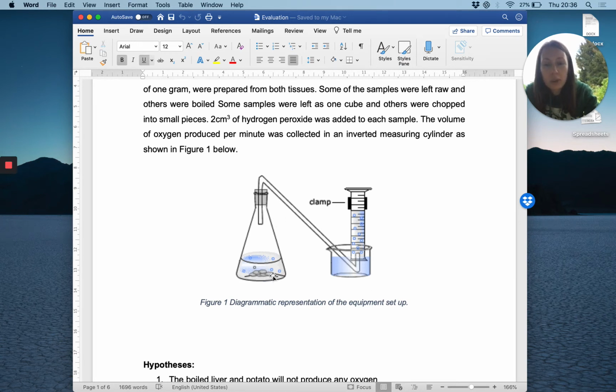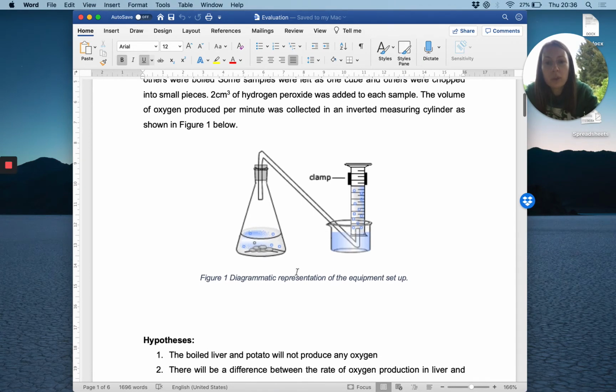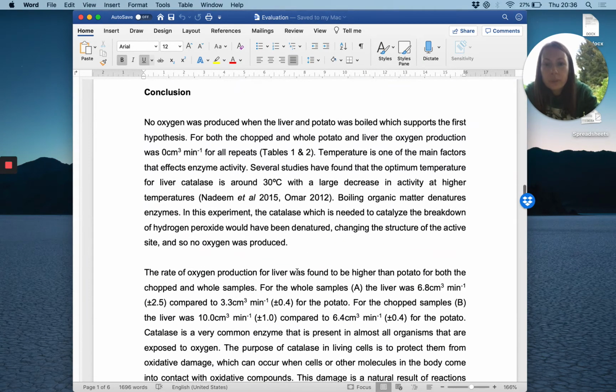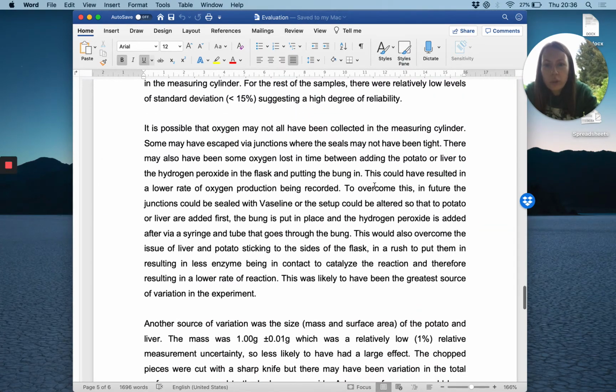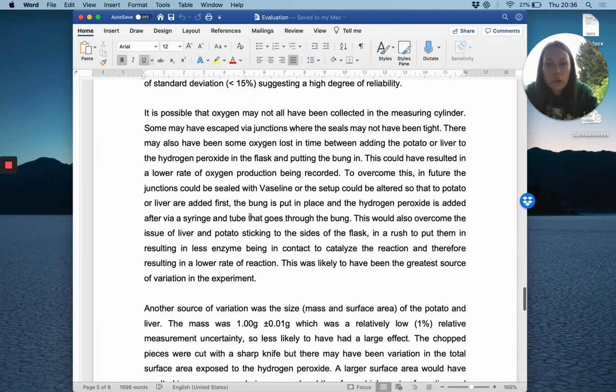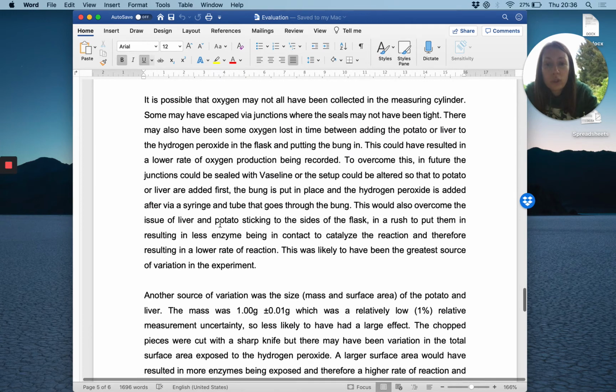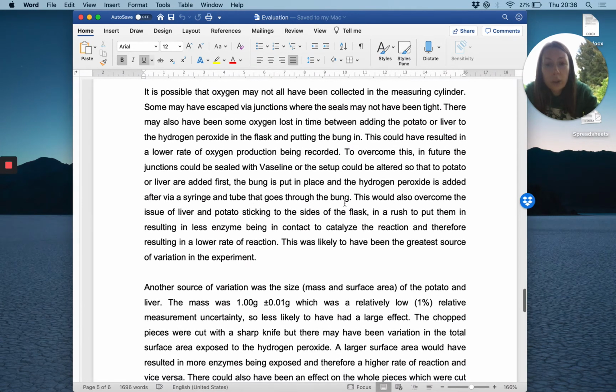It may have escaped in the process of putting the stuff in and putting the lid on and the timer starting. So in all of that timing, some of the oxygen may have escaped. So this could have resulted in a lower rate of oxygen production being recorded. To overcome this in future, the junction could be sealed with Vaseline, or the setup could be altered so that the potato or liver are added first, the bung is put in place, and the hydrogen peroxide is added via syringe directly through the bung.